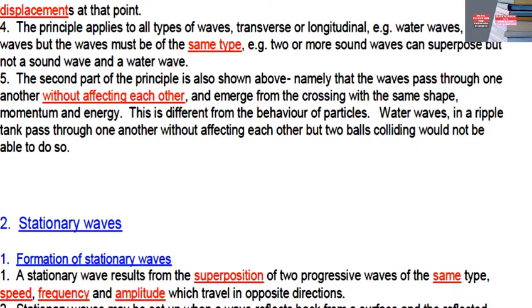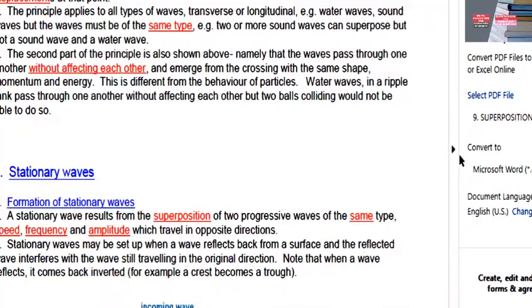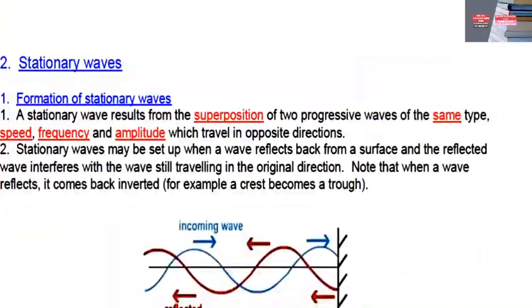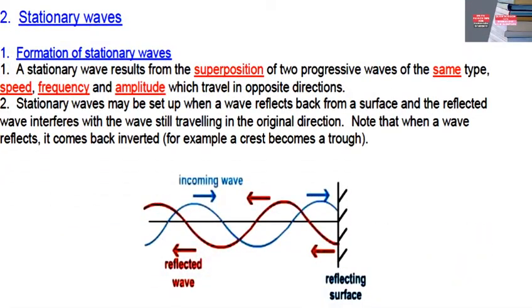Now we want to look at stationary waves, the formation of these stationary waves. A stationary wave is formed when two progressive waves of the same type superpose. So the superposition of two progressive waves traveling in opposite directions but of the same type, speed, frequency and amplitude results in formation of a stationary wave.